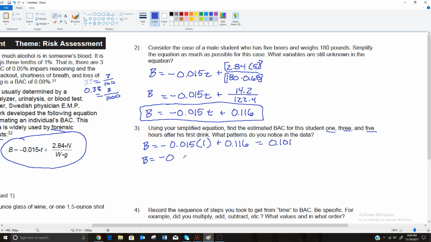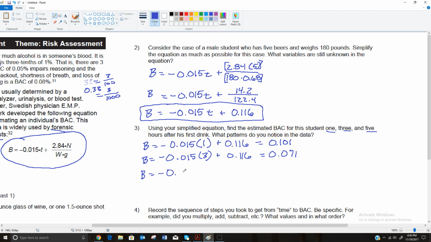So next we have 3 hours. So after 3 hours, would he legally be okay to drive? And we've got negative 0.015 times 3 plus 0.116, and that gets us 0.071. So technically, at this point, if the formula is working correctly, he should be at the legal level to drive. But remember, he's still impaired because above 0.05 is impaired. So even though he's legally okay to drive, he would be somewhat impaired.